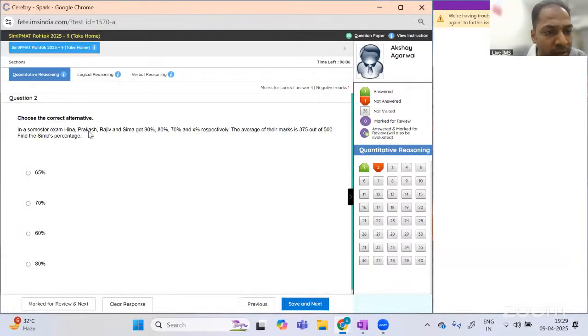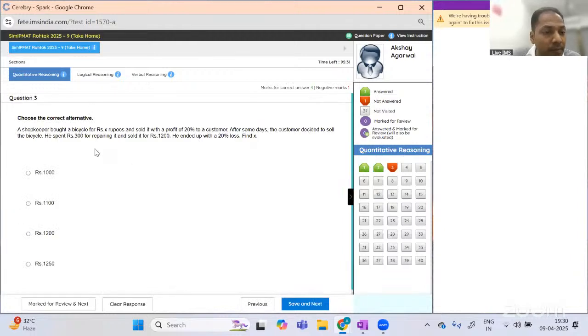Moving on next. In the semester exam, Hina, Prakash, Rajiv and Seema got 90, 80, 70 and so on, and the average of the marks is 375 out of 500. Find Seema's percentage. The average percentage is 375 out of 500. That's 75%. So 75%, 90 plus 80 plus 70, so that has to be 60. Only then the average would be 75, the exact midpoint of all the four numbers.